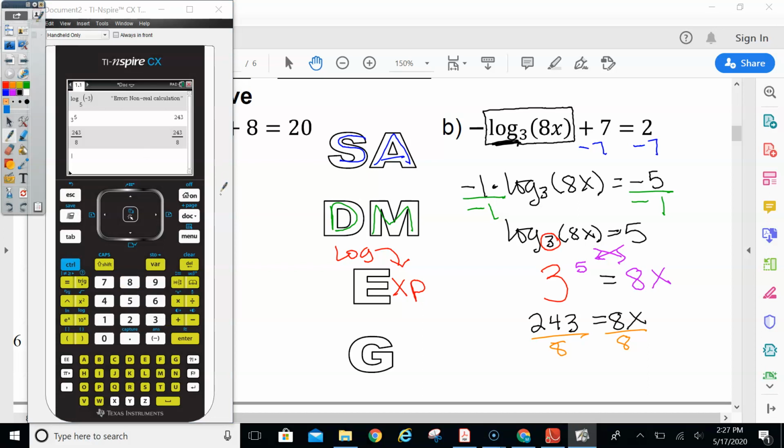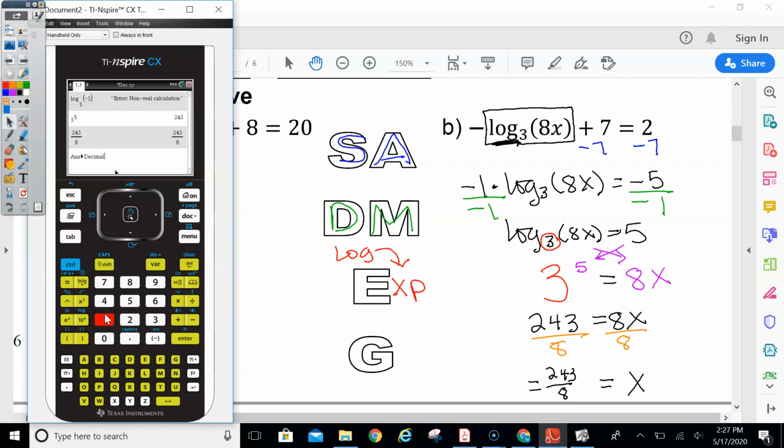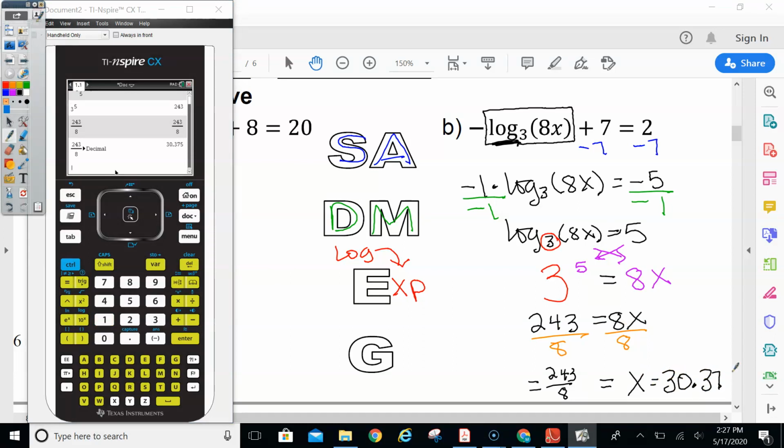So you can either write it as a fraction, x equals 243 divided by 8, but a lot of these are going to be decimals. So if you change this to a decimal, you go menu, number 2, and then number 1 is convert to a decimal, and this is 30.375. Okay, all of them, if you need to round to 3 decimal places, to the nearest thousandth. This one we don't need to round because it's terminating anyways.